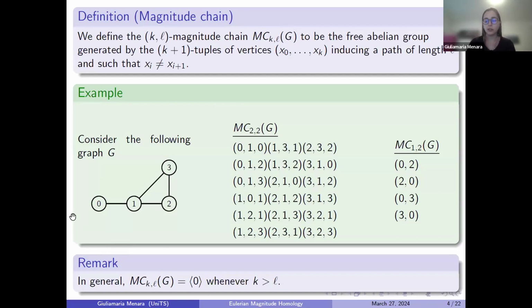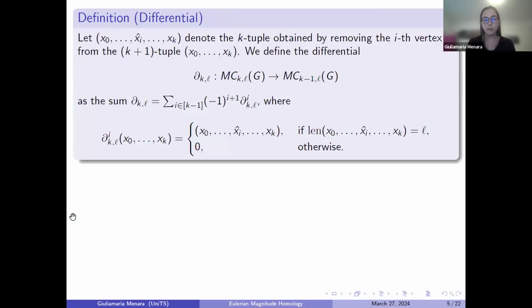So we have this first definition. Let's define the differential between two magnitude chains. It's going to be this map delta k, L. Delta k, L does this: we remove one at a time the middle vertices, from x1 to x(k minus 1).